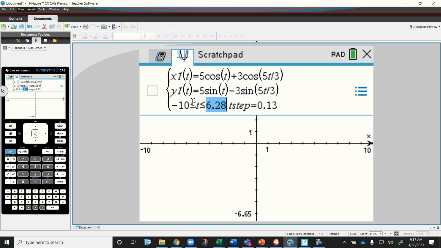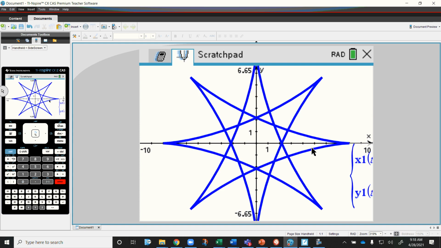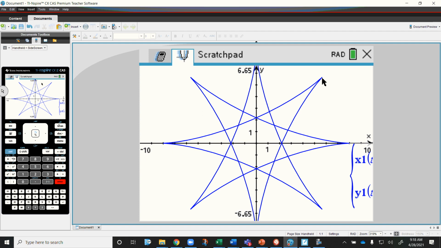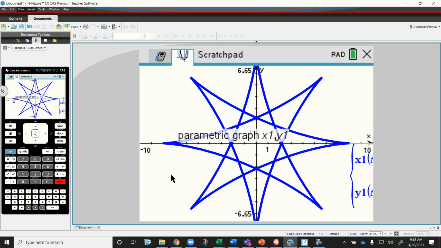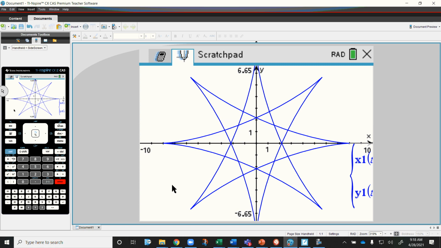I'll just make that a positive 10. Now this is just going to be the horizontal. So if I wanted to change the vertical, I would have to change the vertical somewhere else. But I'm going to go ahead and hit enter. And so you can see my vertical doesn't fit what we were seeing on the paper or on the slide. But here, there is your hypocycloid graph.